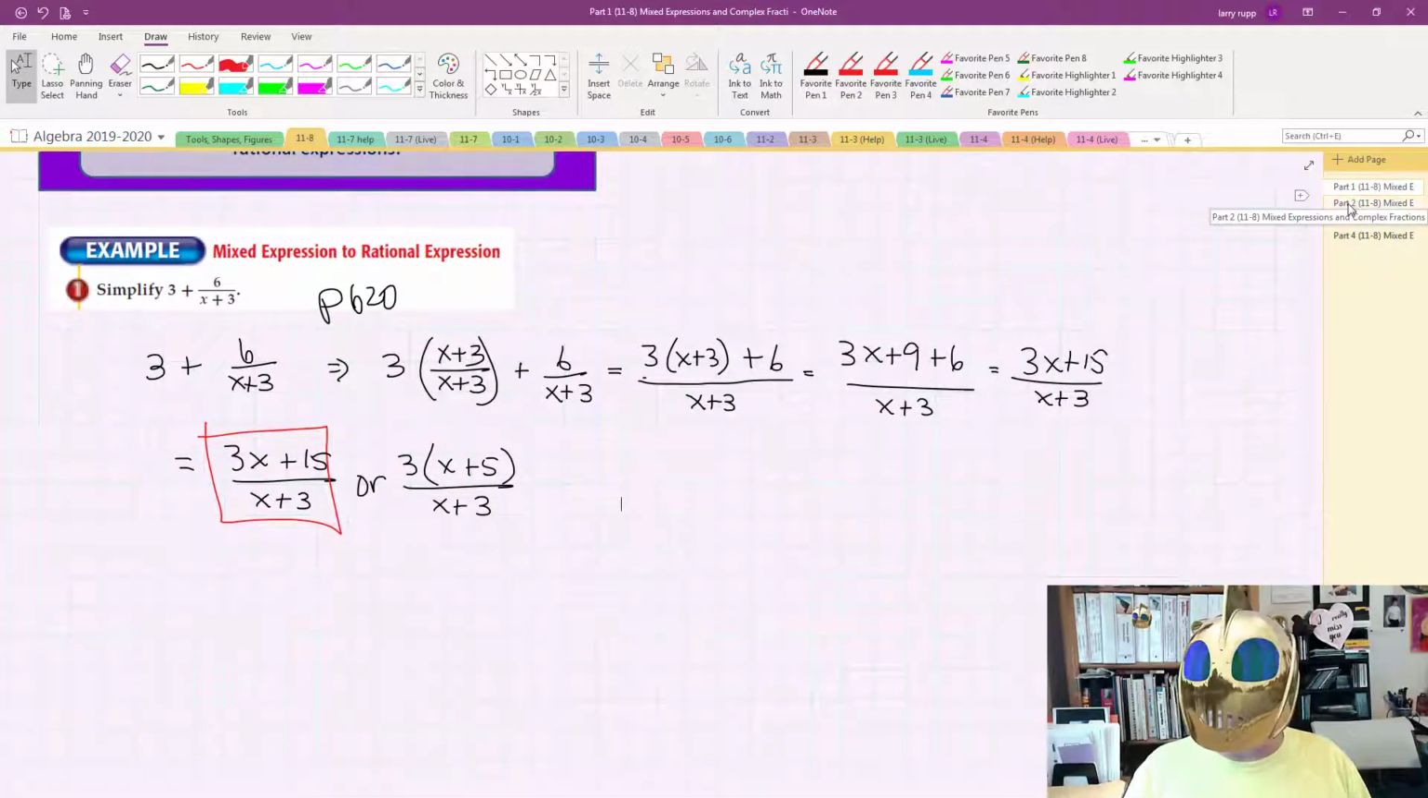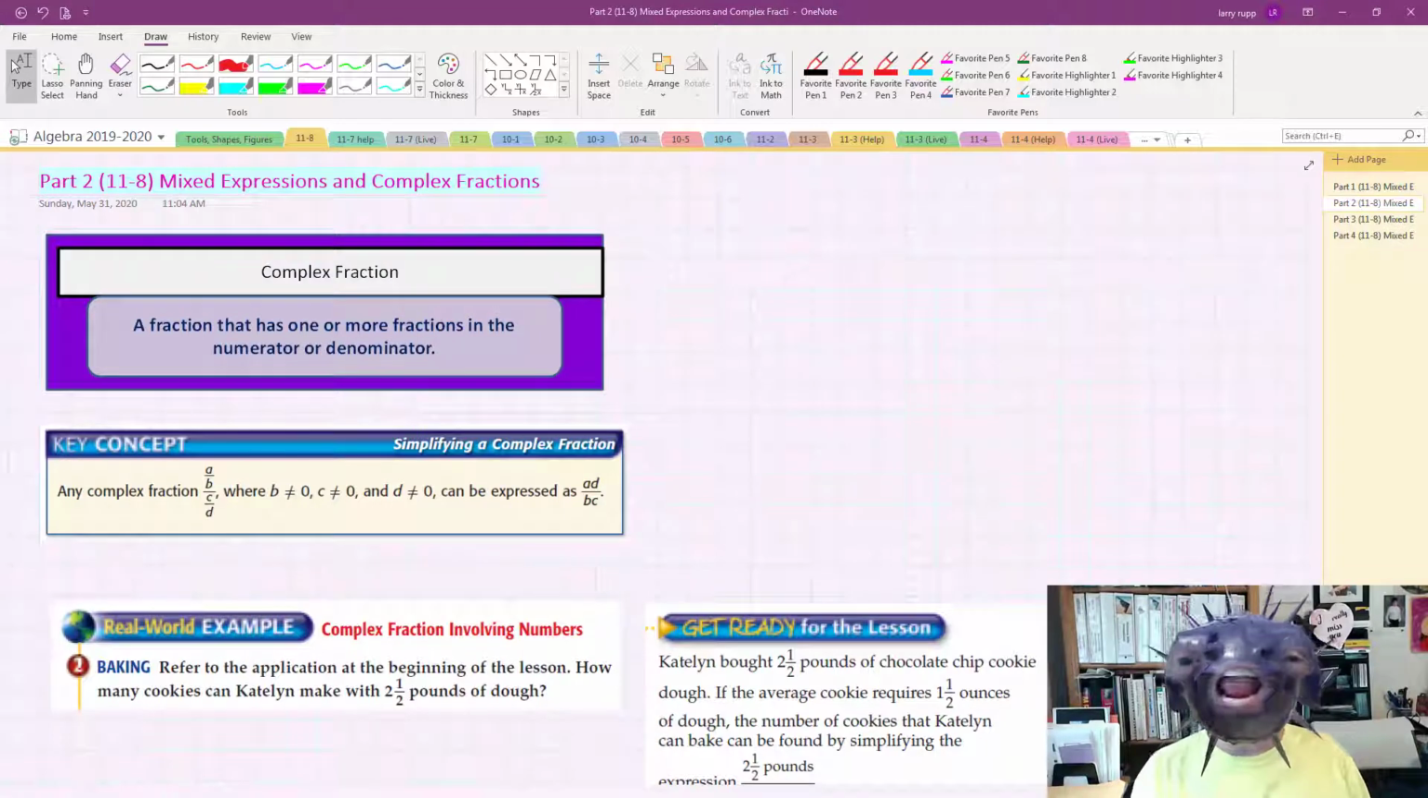Moving on. More fish head. Yeah. Okay, sorry. Carried away there.